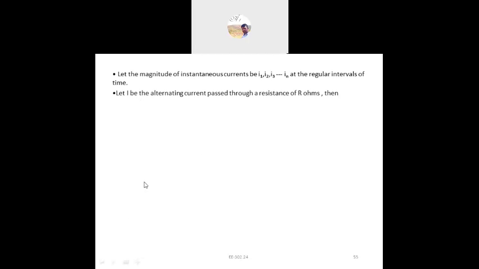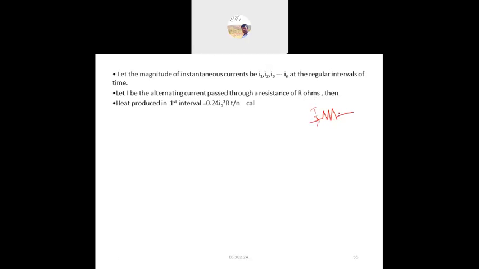Here we are considering the resistor because we want to see how much heat is produced. So the heat produced is when the alternating current is passed through a resistance of R ohms. Heat is produced in the resistor because when current flows, the resistor opposes the flow of current, and that opposition converts the electrical energy into the form of heat.